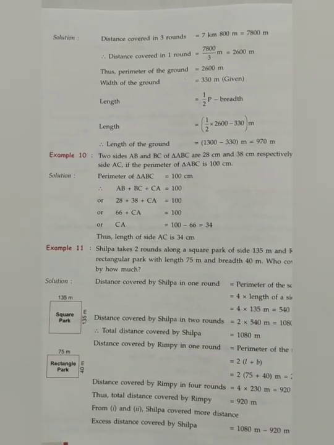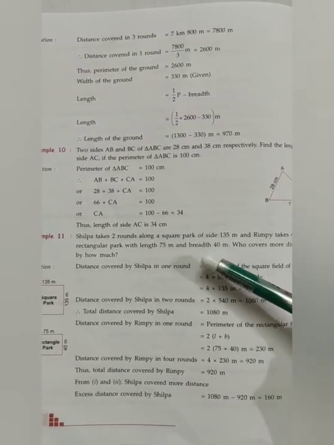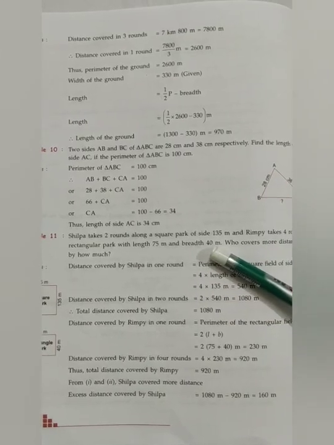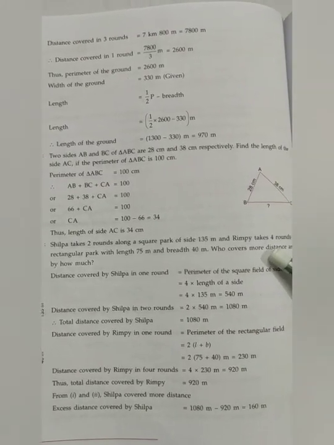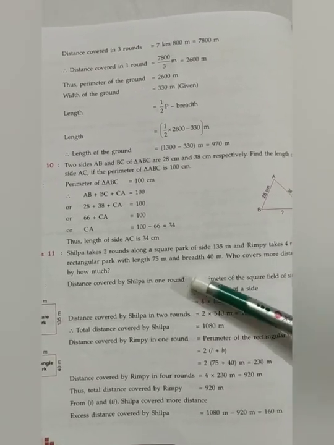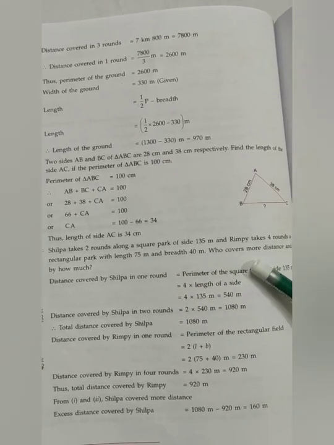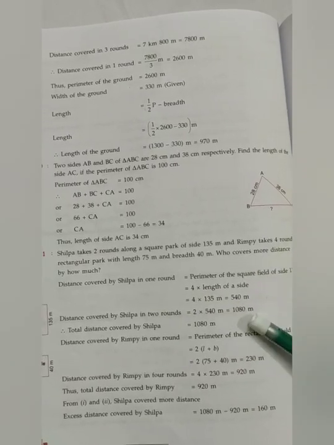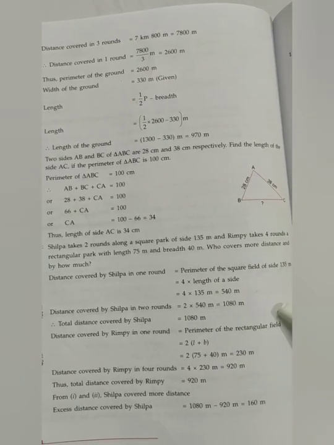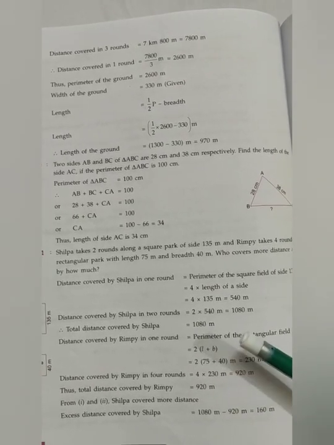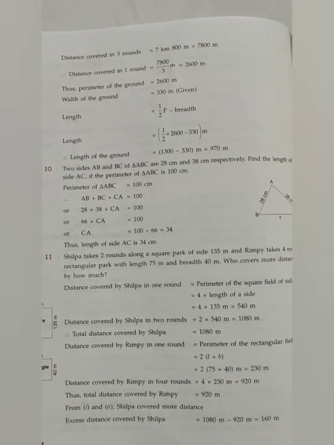Then comes example 11. Silpa takes 2 rounds along a square park of side 135 meter and Rimpy takes 4 rounds of a rectangular park with length 75 meter and breadth 40 meter. Who covers more distance and by how much? So children, separately we find out the perimeter, then we see who covered more.